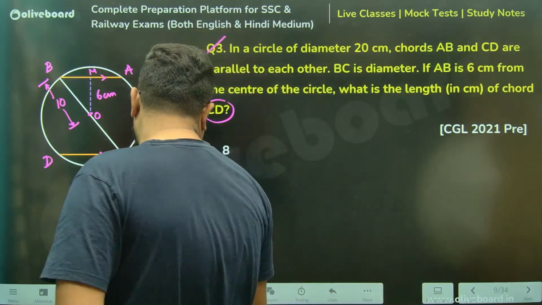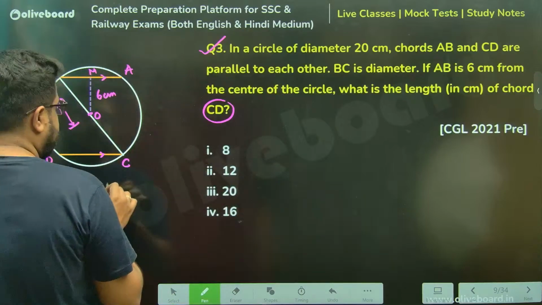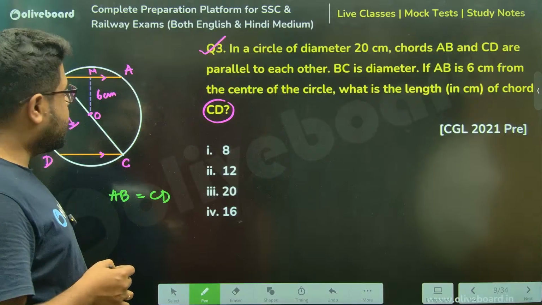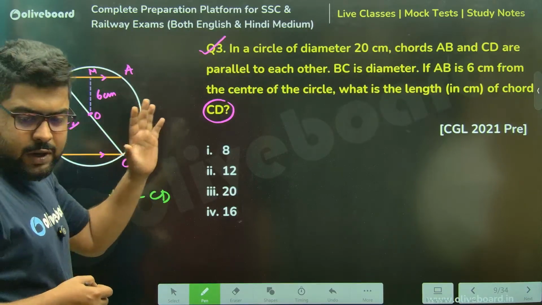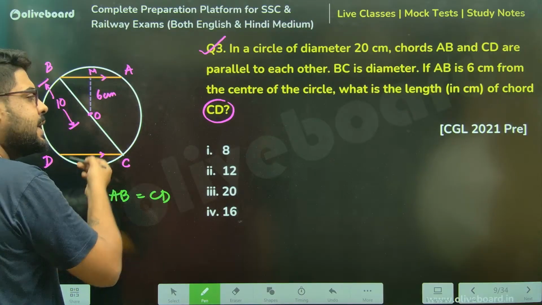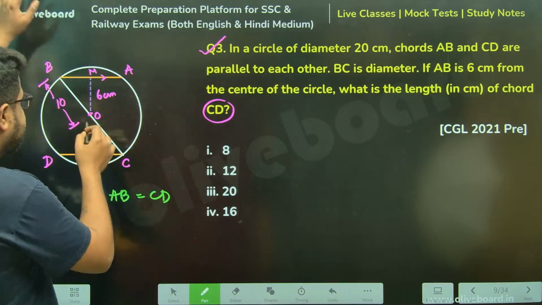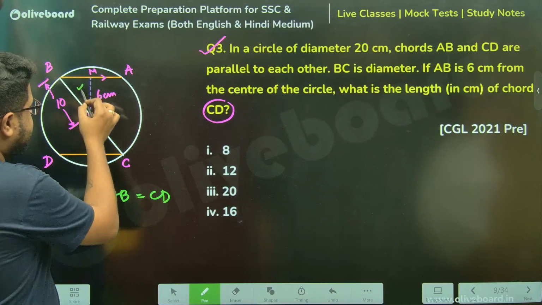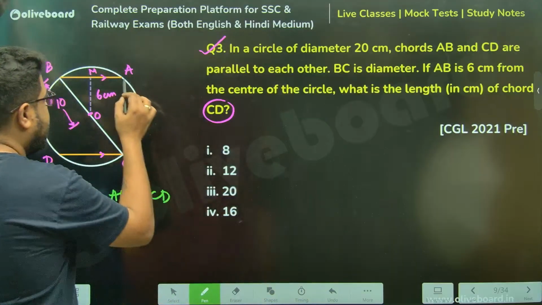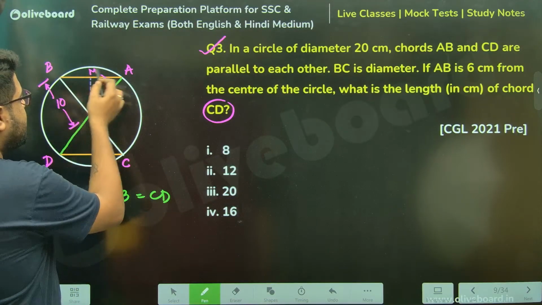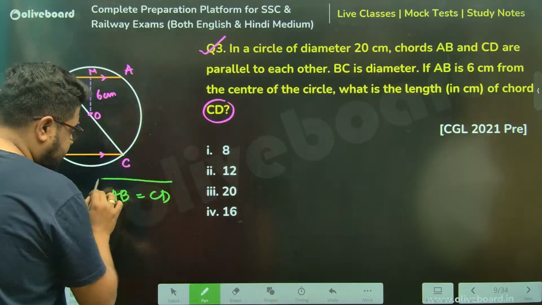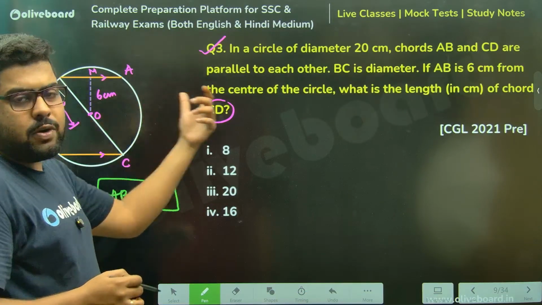Please understand from here, very evidently I can say AB must be equal to CD, because this is the diameter. Now, if you want to prove it, you can draw the other diagonal as well, or you can extend this as well. Everything works. If you extend this, this triangle and this triangle will be congruent. Or triangle AOB and COD will be congruent. So either way, both chords are always equal to each other.